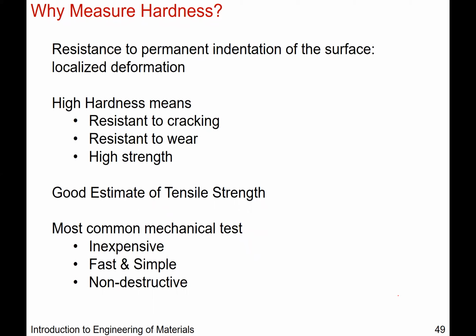So these high hardness values, what it means to you is that it's resistant to cracking, resistant to wear. It's typically high strength. It's also a good estimate of the tensile strength. They correlate, but they don't linearly map onto each other. And the test is pretty simple. You take a standardized stainless steel ball and you drop it at a certain height and you measure these values.